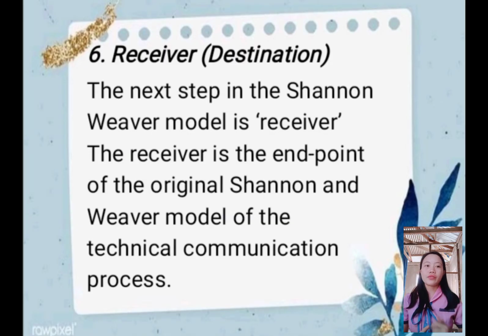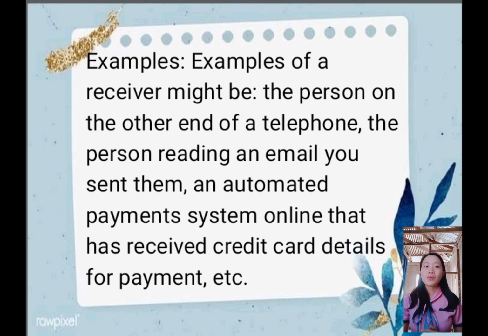Number 6 is the receiver or destination. The next step in the Shannon-Weaver model is receiver. The receiver is the end point of the original Shannon and Weaver model of the technical communication process. Examples of a receiver might be the person on the other end of a telephone, the person reading an email you sent them, an automated payment system online that has received credit card details for payment, and etc.